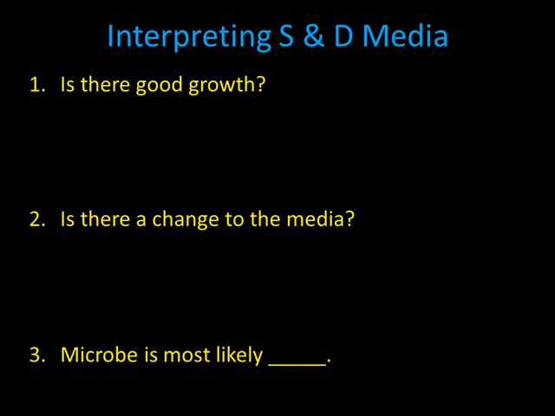After media has been inoculated and incubated, you will record and interpret your results. It is not simply enough to describe what you see, you must tell others what it means. This is called interpretation. This is a general scheme for interpreting selective and differential media. There are three basic steps. Number 1, observation of growth. Number 2, observation of a change to the media. And number 3, identification of most likely microbes or microbe.